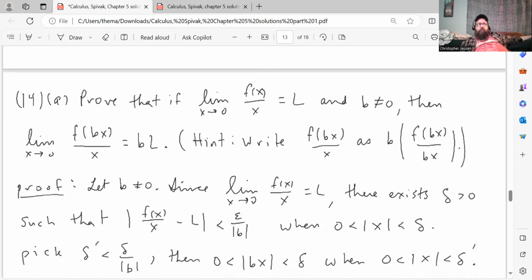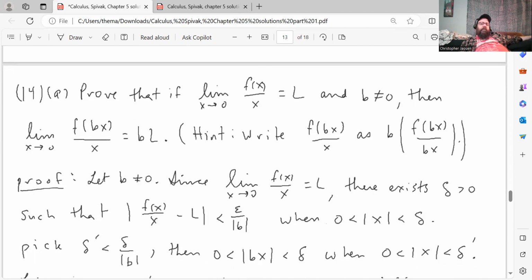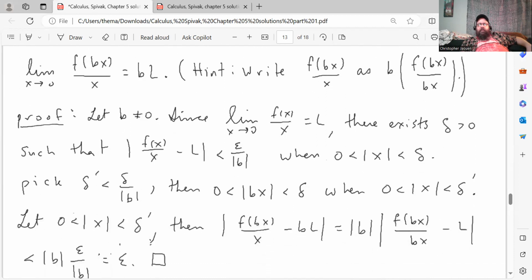All right, going on to question 14. I think there's several parts to this one as well. Let's look at part A. Prove that if the limit as x goes to 0 of f of x over x equals L and b is not 0, then the limit as x goes to 0 of f of b x over x equals b times L. He gives us a hint here in the book, so I'll write the hint here as well. He says write f of bx over x as b times f of bx over bx. The b's cancel here, right? So that's the hint. And let's look at my proof.